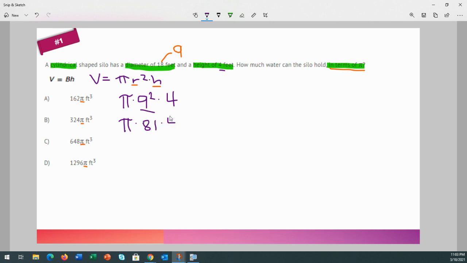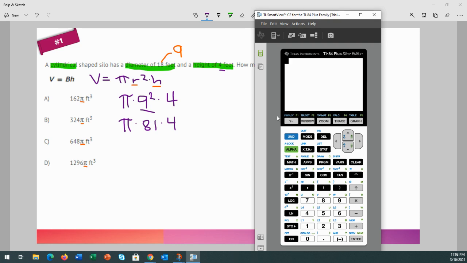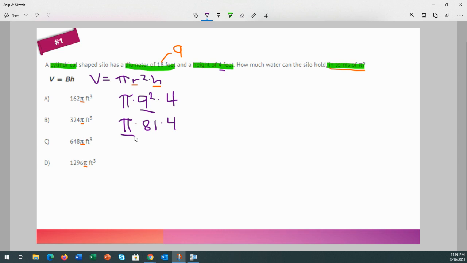times 4. So here is the point where you need your calculator because this is where I'm going to leave you. In fact, I'm just going to pull over my graphing calculator. Watch this. And you just need to put in your calculator 81 times 4. And when you get that number and you stick the pi symbol to it, you will easily be able to identify the match here in your multiple choice.